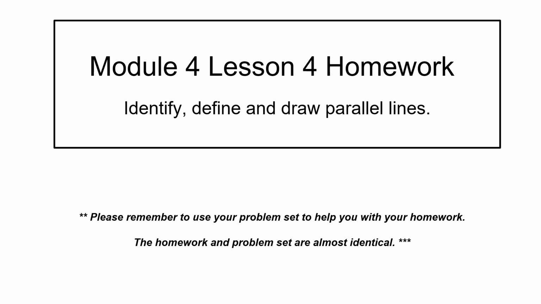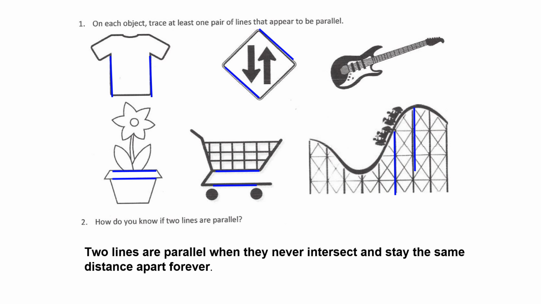So please remember to use your problem set to help you because it's almost identical to the homework, and also you only have to complete the homework that was circled, but this video will show all of the homework. So let's begin. For number 1, it says on each object trace at least one pair of parallel lines that appear to be parallel.